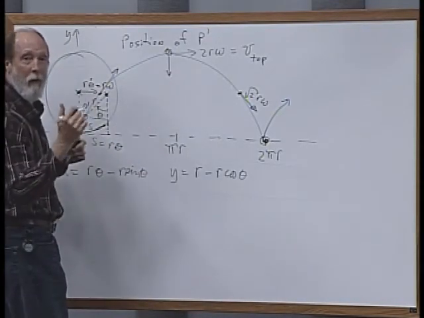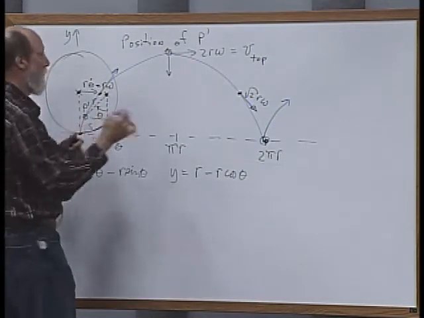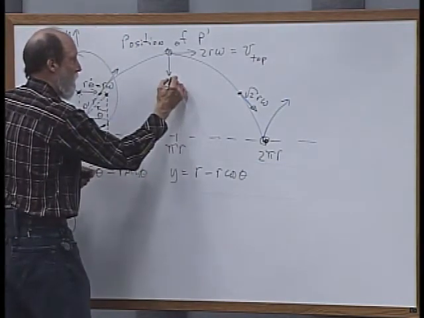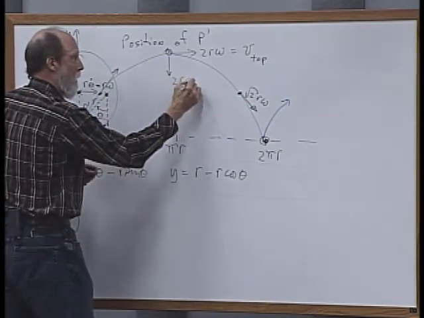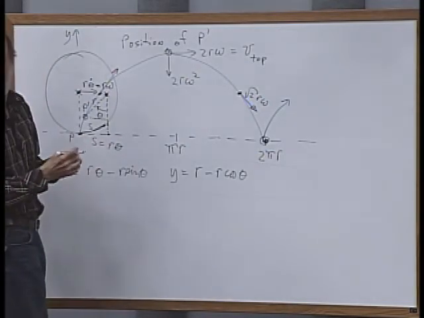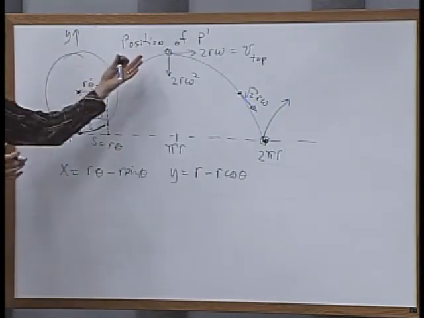Sure. What's the effective r? 2 times the radius of the wheel. 2 times the radius of the wheel, right? Because of momentary fixed axis rotation. So it should be 2r omega squared, shouldn't it? Right there. Okay, so how do we check those things out?